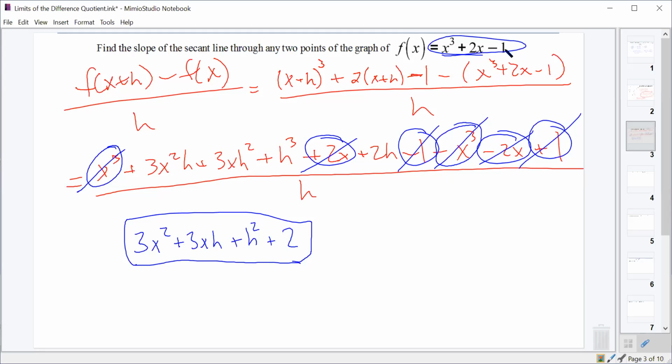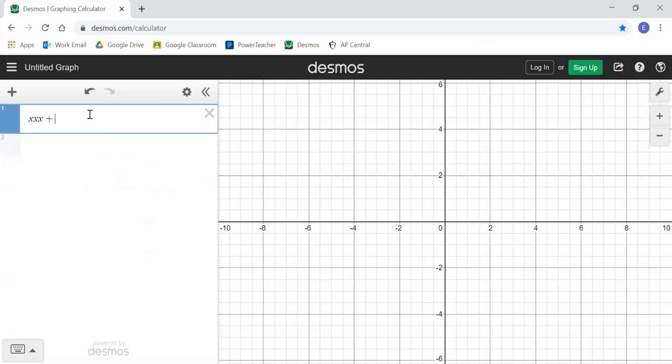So let's real quickly open up Desmos. And what do we have? We have x cubed plus 2x minus 1. Is that what we had? Yeah. Okay. Let's see if we can find the slope of the line that goes through the point at x equals 0 and through the point at x equals 1. So that's the point 1, 2, and the point 0, negative 1.